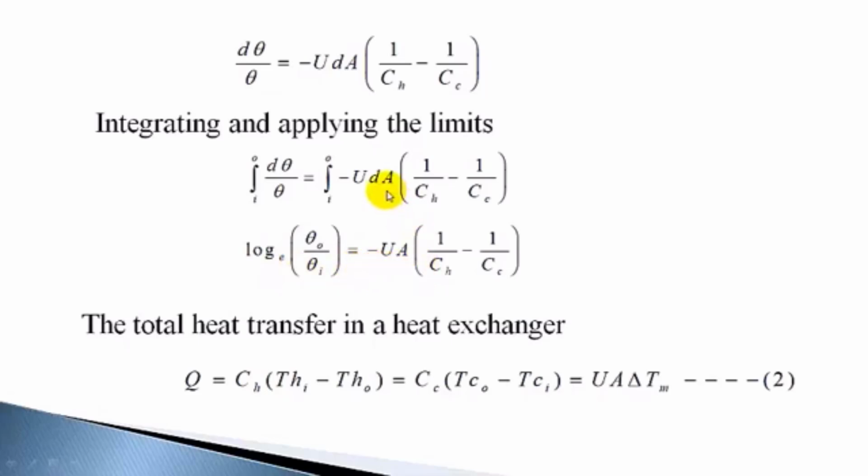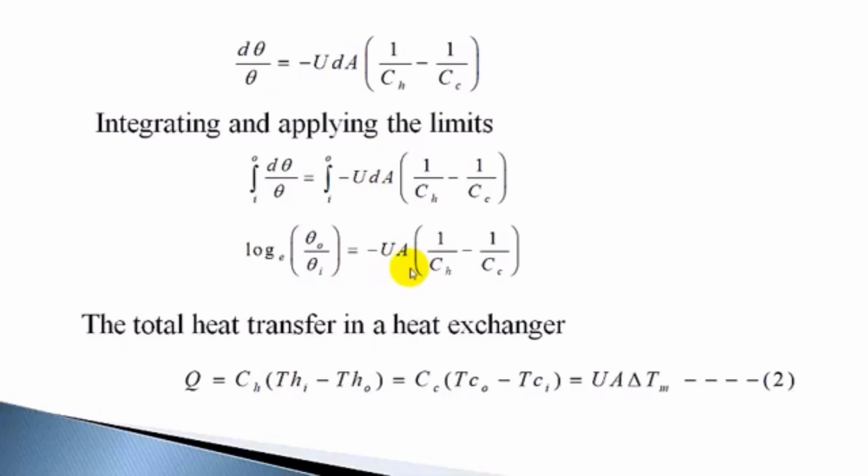So it is equal to the integration of this quantity. U is the overall heat transfer coefficient. Let us assume that it is constant, and assuming that the specific heats of both fluids are not changing and the mass flow rates also remain constant, Ch and Cc remain constant along the length of the heat exchanger. You can take these things outside. So minus U into 1 by Ch minus 1 by Cc can be taken outside, and you get the integral of dA, where dA is a differential area, integrated from inlet to outlet.